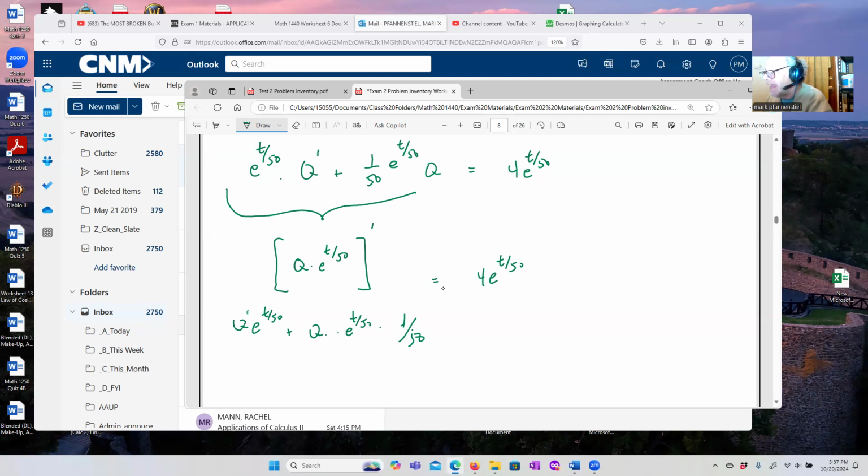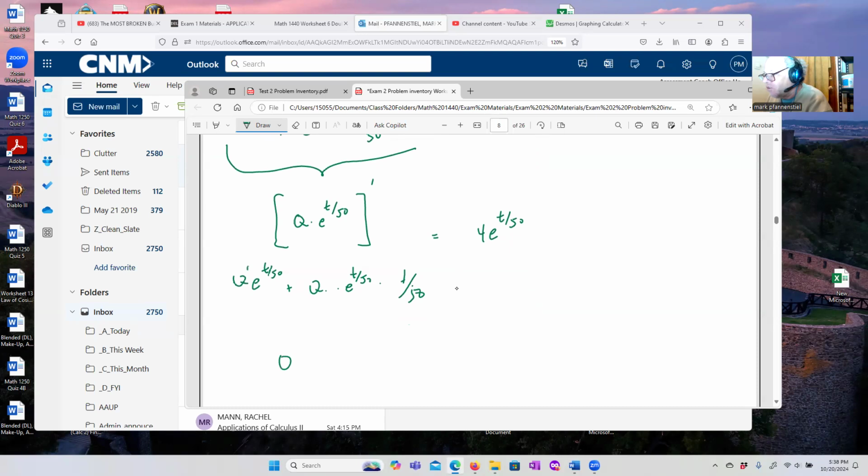So this whole thing, once we have multiplied by the integrating factor, turns into something that was a product rule. We could say this was the product rule of this product right here. This was a derivative from this product rule. So we're going to have q e to the t over 50 equals 4 e to the t over 50. And we know that this was a derivative.